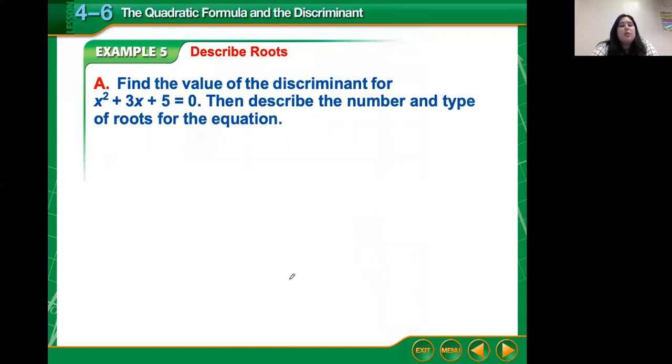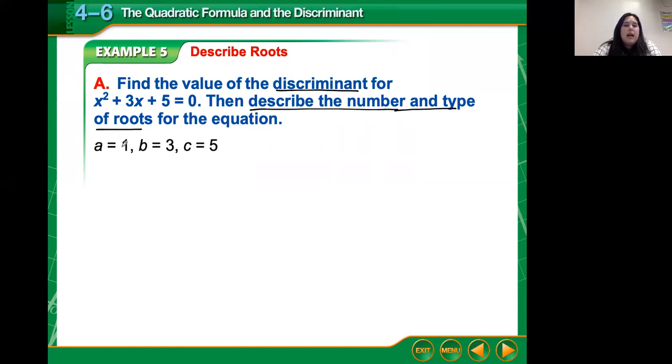So here we have a describing the roots. Find the value of the discriminant for x squared plus 3x plus 5 equals 0, and describe the number and type of roots. So they're not actually looking for the answer. They're just looking to say, do you have a real root? Do you have complex roots? How many do you have is what we're looking for.